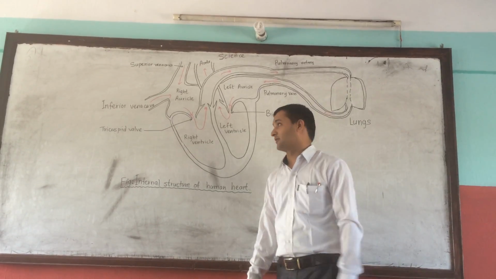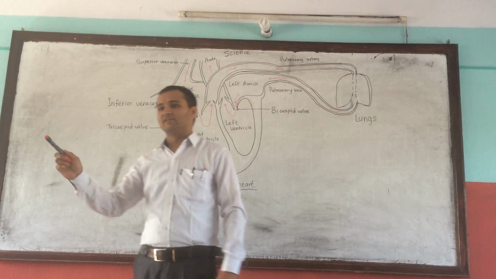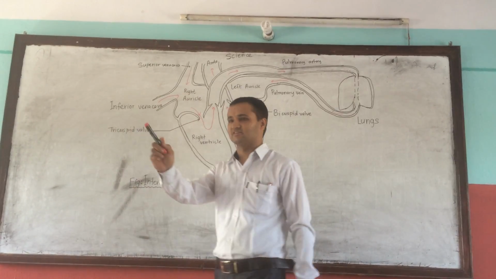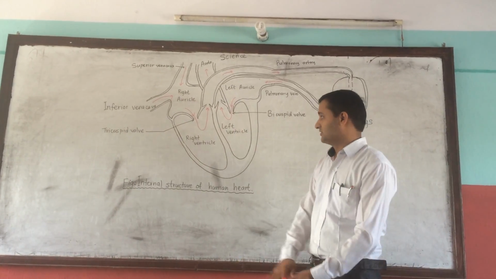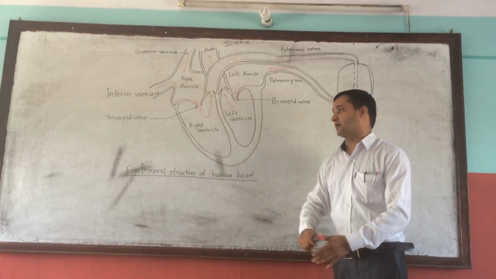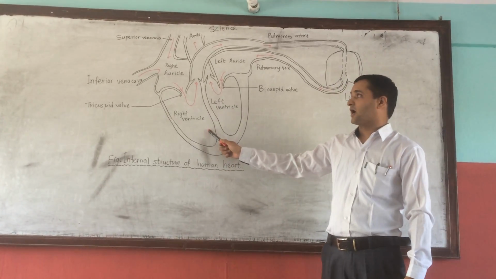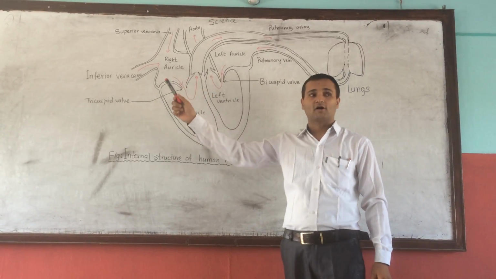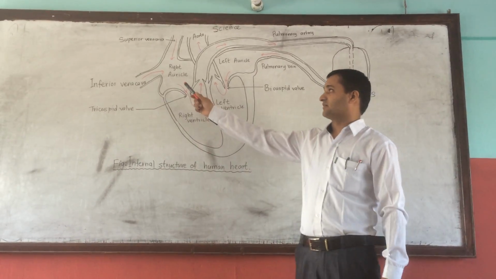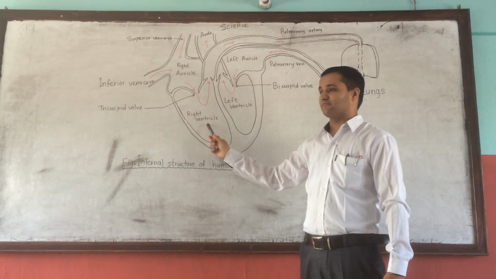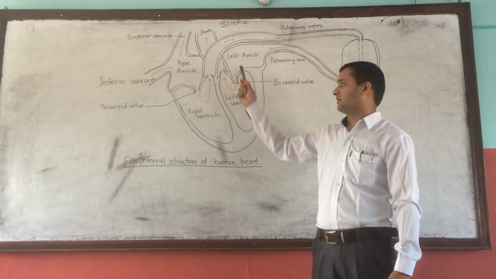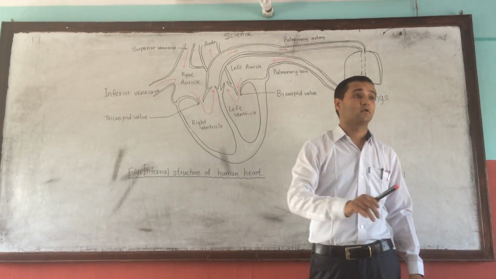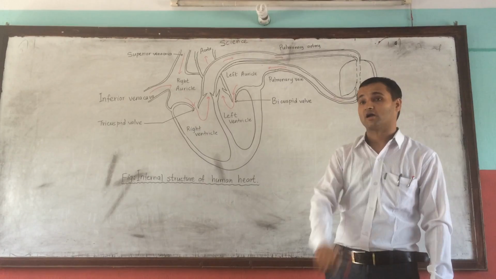We are going to learn the blood circulatory system in human beings. If you see here, this is the diagram of the human heart showing 4 different chambers. The chambers of the human heart are right auricle, right ventricle, left auricle and left ventricle. These are the 4 chambers, the 4 boxes of the human heart.